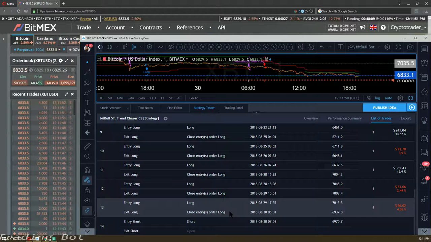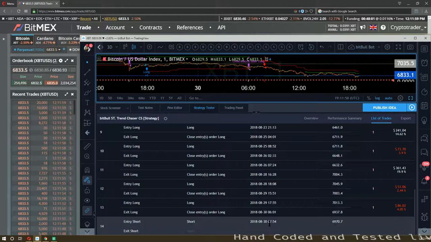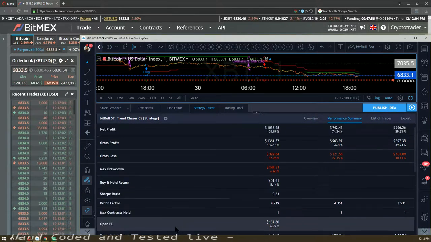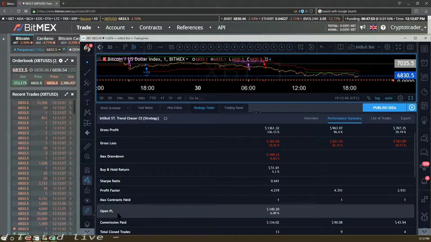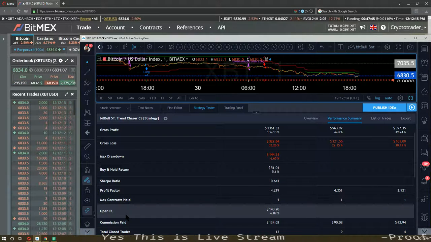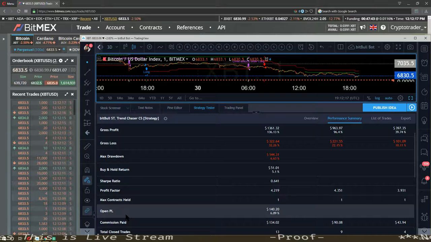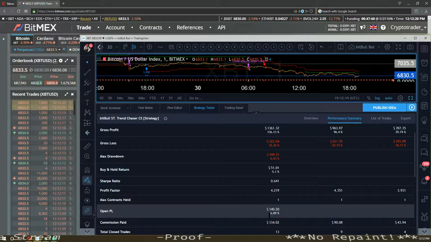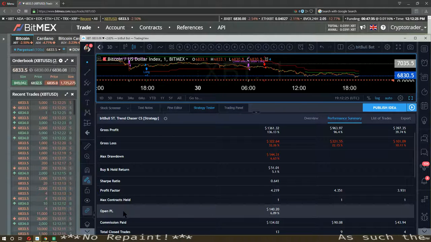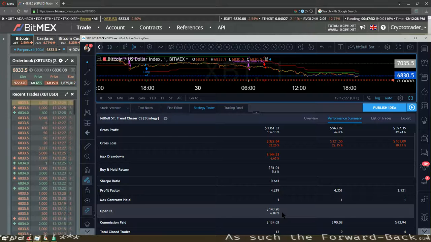Now, it's got to say, well, stop getting long, right? So the next one is short. Right underneath open PL, open profit loss, PL, okay. That's how we're going to start talking: profit and then loss, not gain, not growth, just like that. Now look, open profit loss is positive. Profit of $140 right now.